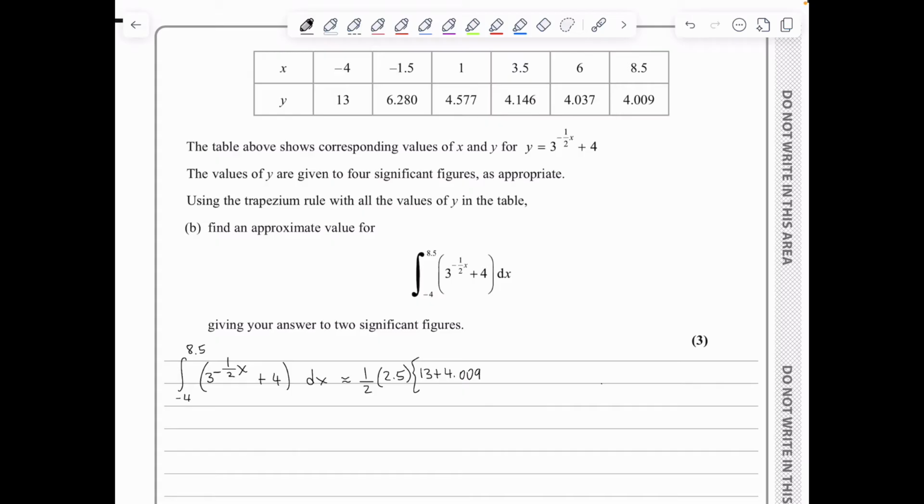4.009 plus 2 times all intermediate values, so it's going to be 6.280 plus 4.577 plus 4.146 plus 4.037. If we carefully plug this on the calculator, we get an answer of 68.86125, which correct to two significant figures is 69.